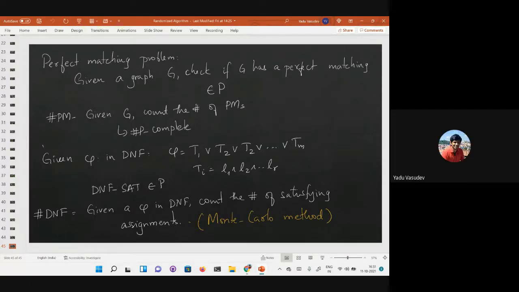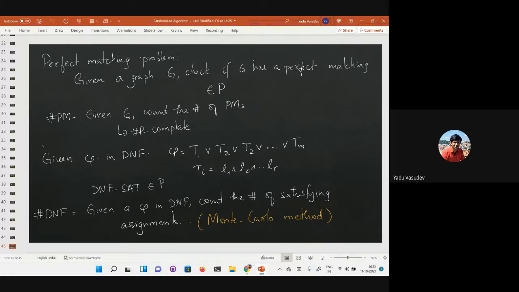All right. So today we'll continue with this problem of counting. You have the questions you're given: you have some set which is represented in some way, and you want to count the size of the set.